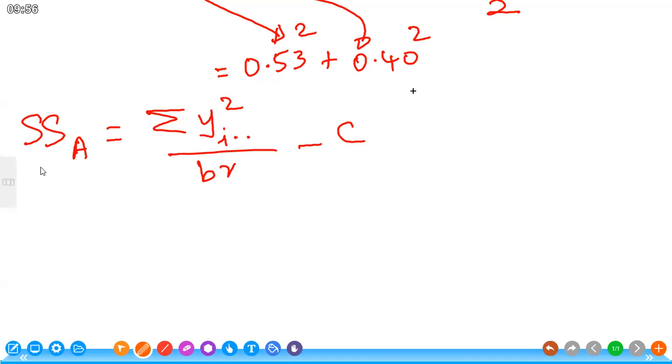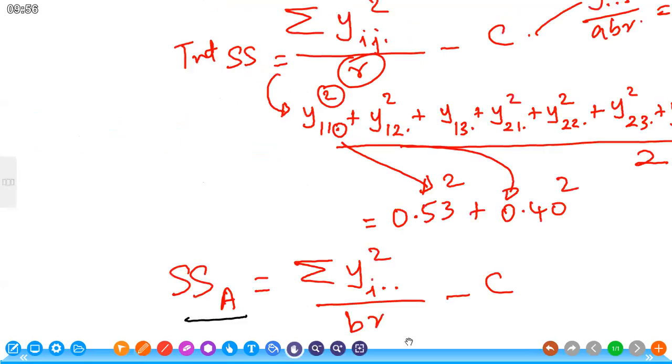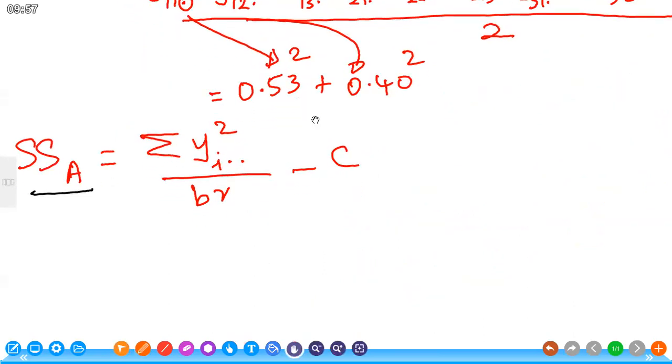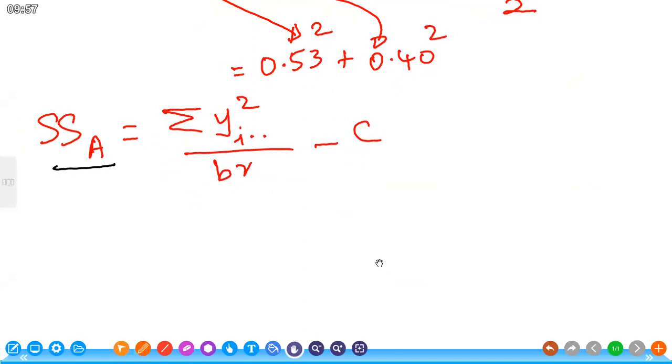This is the sum of squares of A. Can you remember, in the source of variance, we have all these components: treatment, A, B, AB, error, and total. Everything we'll have to calculate. So we have calculated the first component here. I gave the guideline to calculate the first component, treatment sum of squares. Now, the sum of squares due to A, we can calculate.